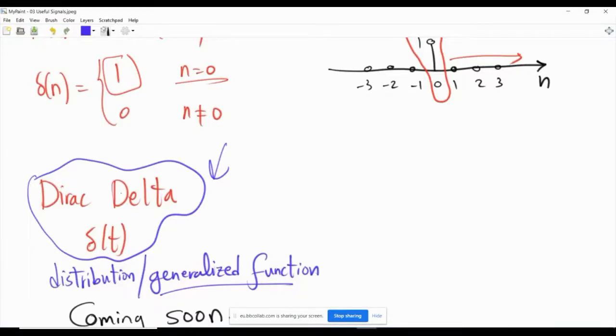Basically this thing was invented outside mathematics, and it took a while for mathematicians to make it rigorous. It was invented by the physicist Dirac, and then it was made rigorous by the French mathematician Laurent Schwartz, and actually he won the Fields Medal because he made the theory of the Dirac delta rigorous.